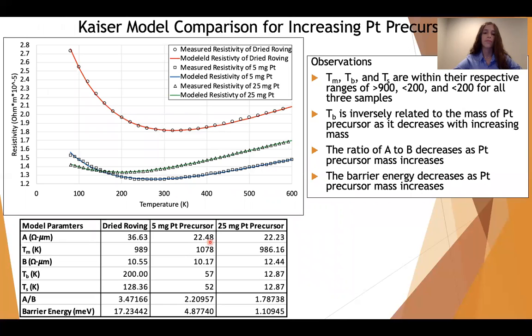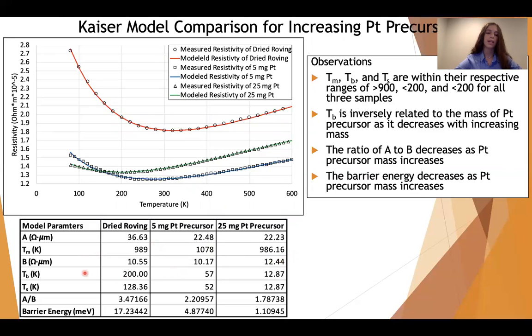Next, I delved into the different model parameters that were obtained when creating these Kaiser model fits. It is important to note that TM, TB, and TS all fall within their respective ranges that is suggested by literature. This is important to note because although a model can give a good fit to the data, it doesn't always give an accurate fit in terms of physical accuracy.